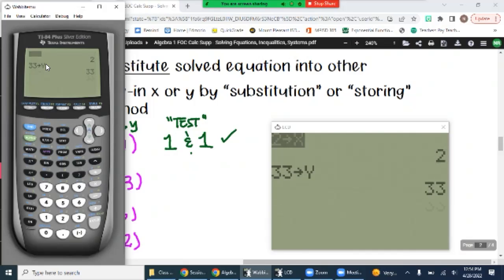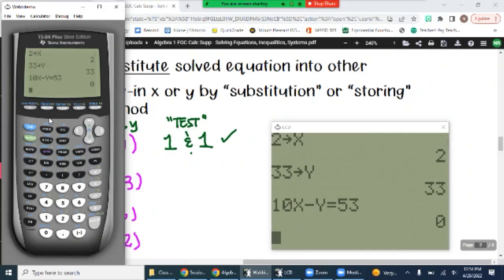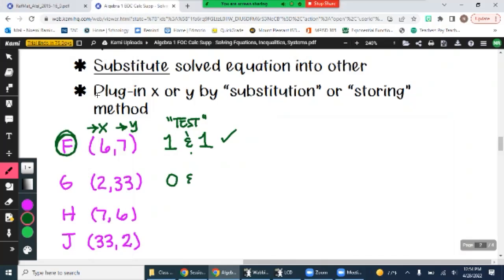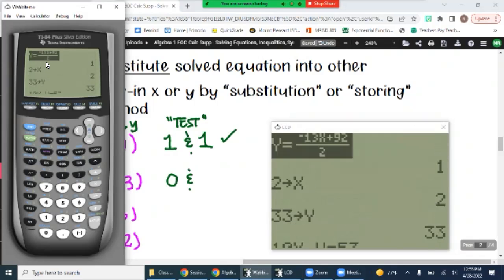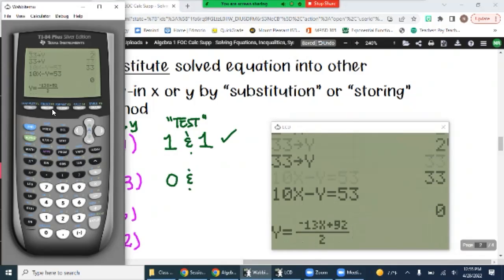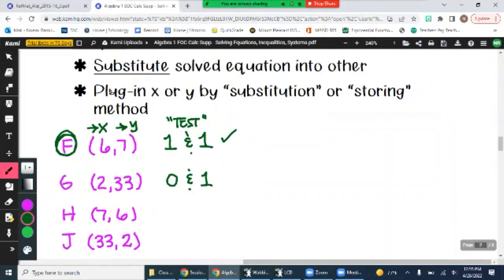I'm going to test the first point or the first equation, which is that one, and you get a 0. So it's not looking good. And then I'm going to test the second one. Enter. And that one gives you a what? A 1. If you're given any kind of 0, that's the wrong answer.